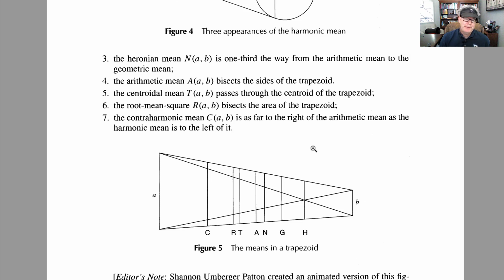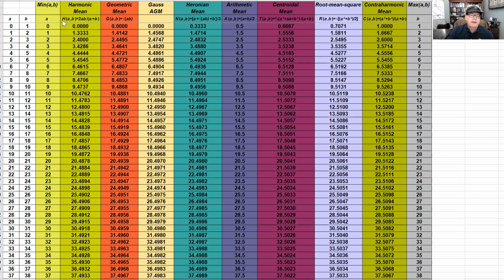That would be assuming you had the numbers in order of smaller to larger. This diagram actually has the larger number on the left, but if you flip it so the smaller number is on the left, then the contraharmonic mean is as far to the right of the arithmetic mean as the harmonic is to the left. Anyway, and again, here's all the means.